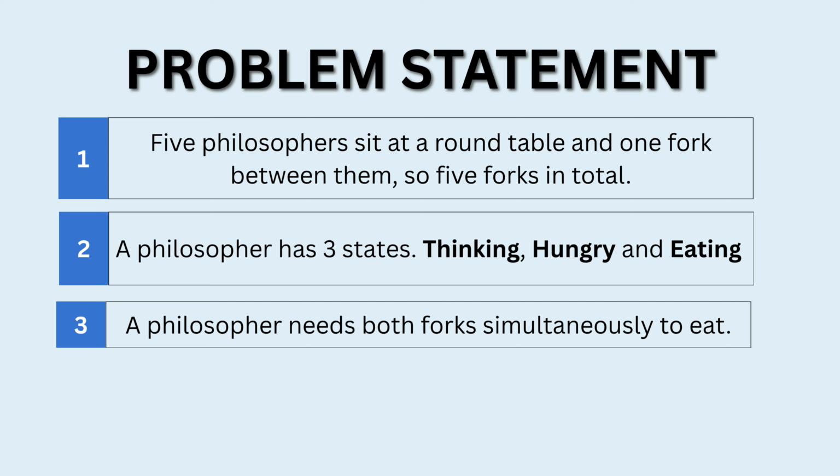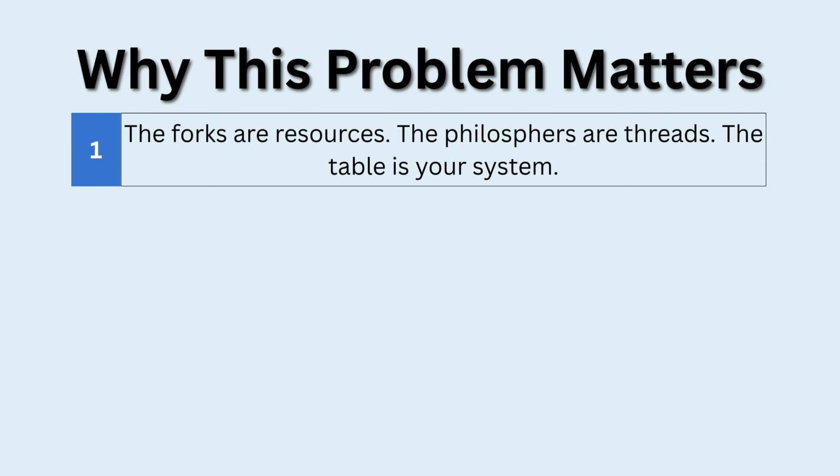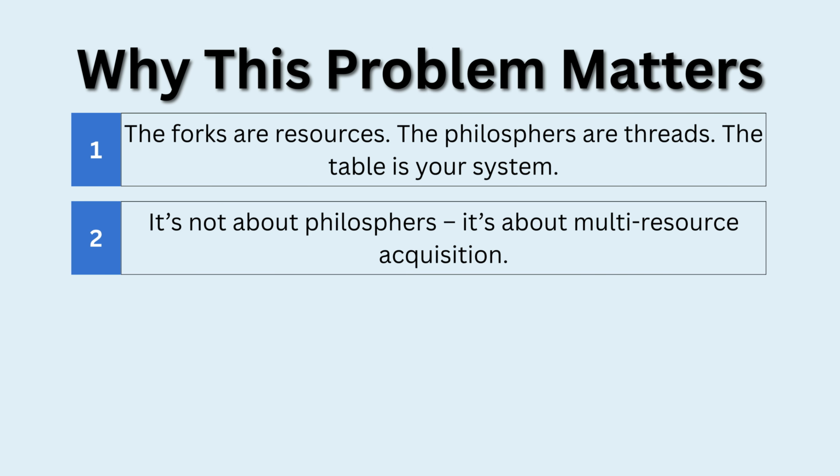The constraint is that a philosopher needs both forks simultaneously to eat. A fork is shared between two philosophers, the one on its left and the one on its right. This sounds simple, right? But watch what happens under concurrency. The dining philosophers problem is not about philosophers or forks. The forks are resources, the philosophers are threads, and the table is your system. Any system where threads must hold multiple resources simultaneously faces this exact problem.